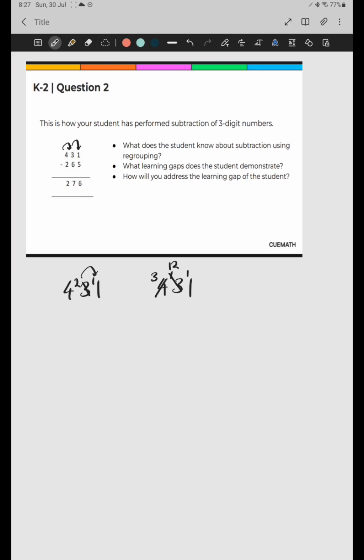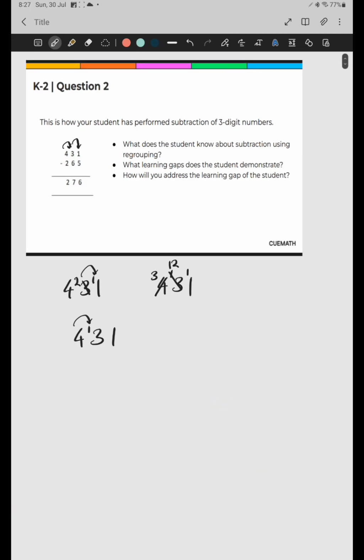So the student has not done this. What the student has done is carried over 1 and then carried over 1 here again, but not reduced the numbers. Each of these numbers is supposed to be reduced. This is the incorrect one, and this is the correct reduction that I'm showing right now.